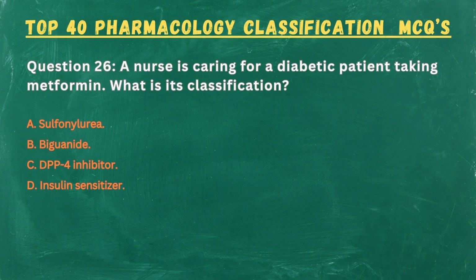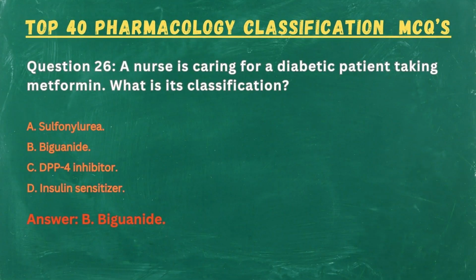Question 26. A nurse is caring for a diabetic patient taking metformin. What is its classification? A. Sulfonylurea. B. Biguanide. C. DPP-4 inhibitor. D. Insulin sensitizer. Answer: B. Biguanide.